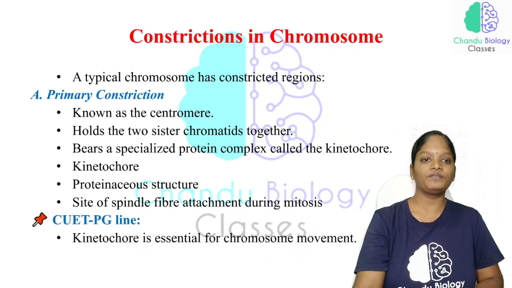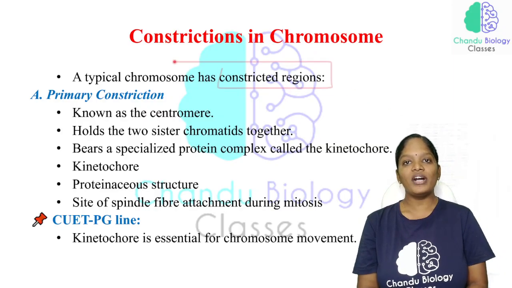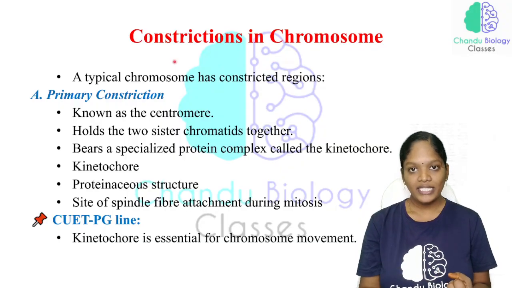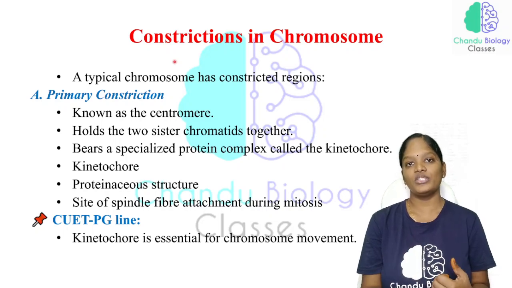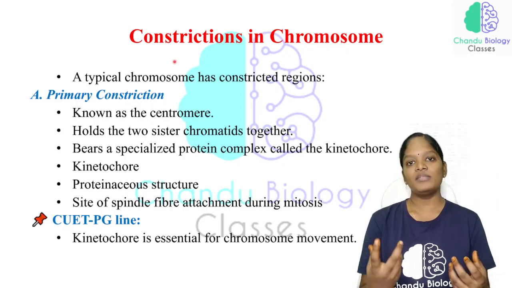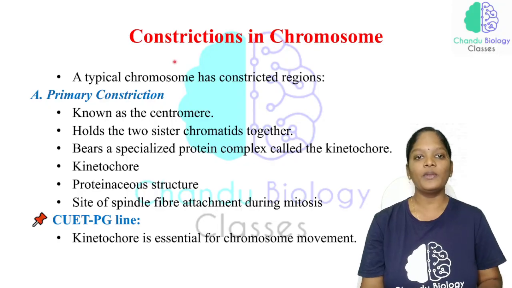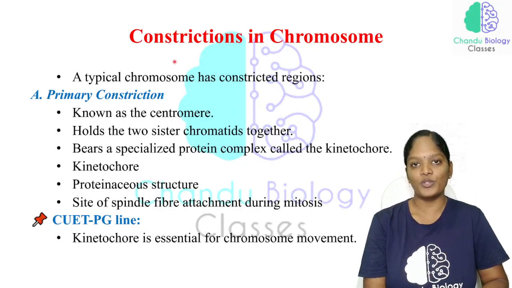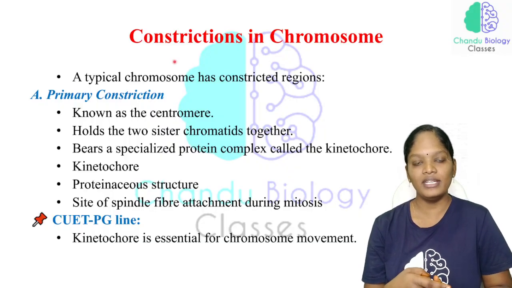So these are all the structures of the chromosomes. Now, a typical chromosome has constricted regions. So far we have studied what is chromatin, what is a chromatid, what is a chromosome, what is a centromere, what is the P arm, what is the Q arm, what is the long arm and the short arm, what DNA means, and who is the carrier of the gene. All these things have been cleared. Now, you should know what constrictions are present in the chromosomes. We have two major constrictions: primary constriction and secondary constriction.